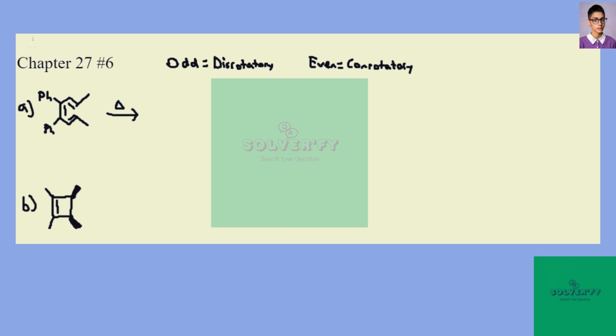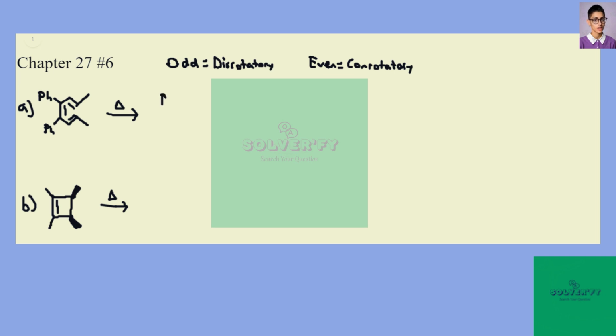This is the answer to Chapter 27, problem number 6 from the Smith Organic Chemistry textbook. In this problem, we are asked to draw the product of two different pericyclic reactions with regards to the stereochemistry that is developed in the products.